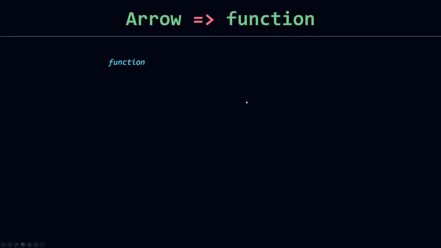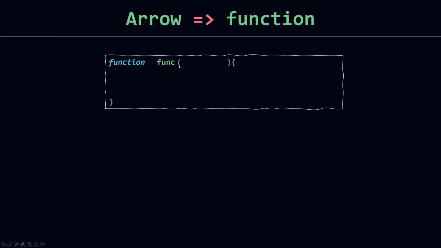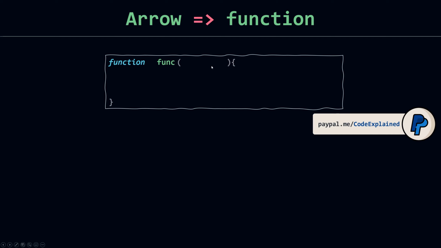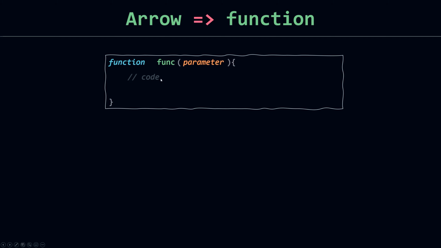So in a traditional way, if you want to declare a function, you would use the function keyword, and then your function name, and then the parentheses, and then some curly braces. Then here go your parameters and then some code, and if your function happens to return a value, you would use a return statement, for example something plus a parameter.